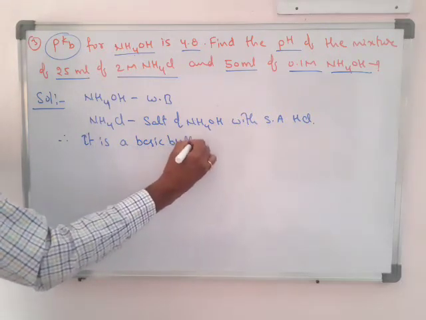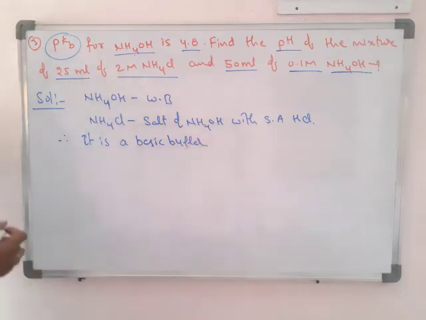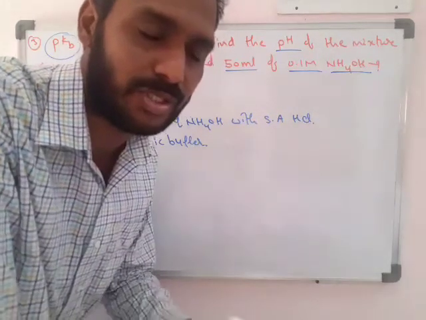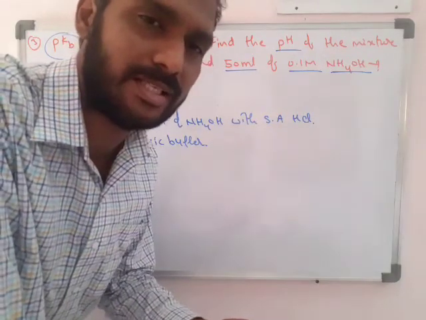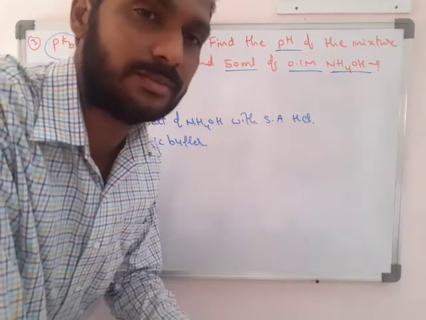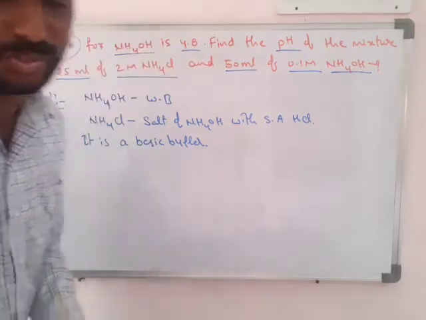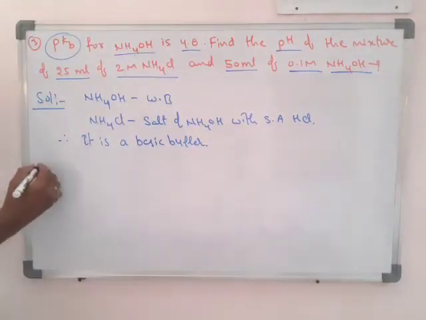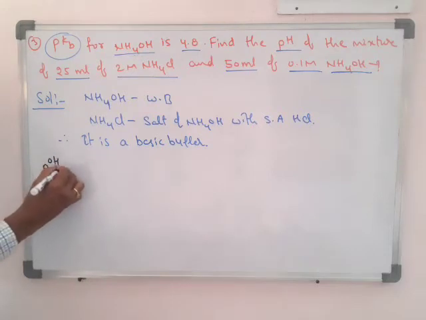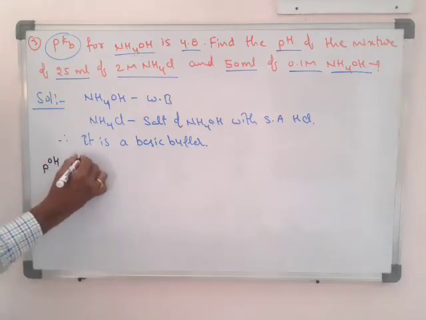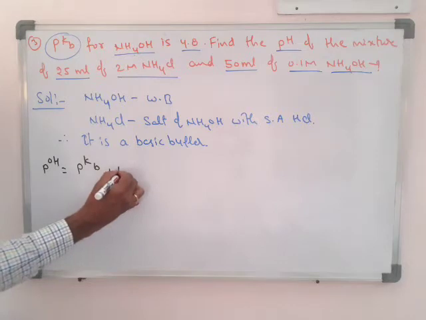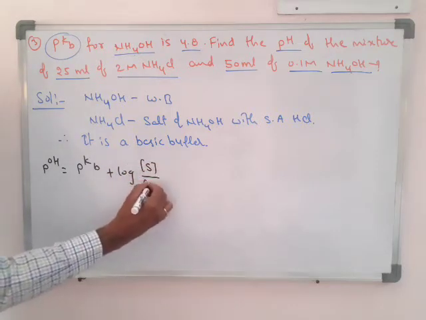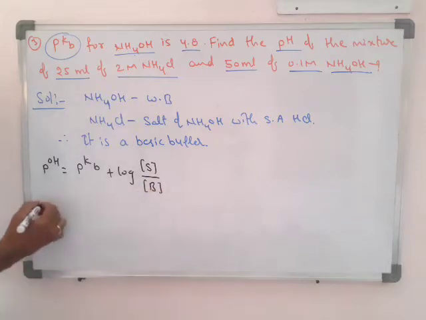That means we have to identify the given problem: whether the solution is a normal acid-base mixture, a single compound, or a buffer solution. Okay. So for a basic buffer, we always calculate the pOH: pOH equals pKb plus log of salt concentration by base concentration.